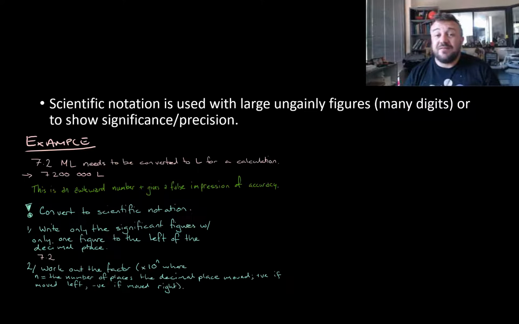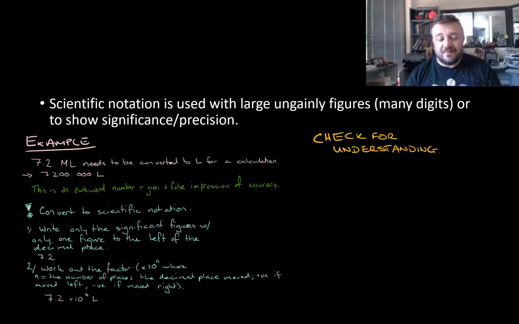Then, we want to work out the factor. So we've got 7.2 times 10 to the power of n, where n equals the number of places the decimal place had to move. It's positive if it moves to the left. It's a negative number if it moves to the right. So this becomes 7.2 times 10 to the power of 6, because the decimal place goes 1, 2, 3, 4, 5, 6. 7.2 times 10 to the power of 6. That's the positive one.